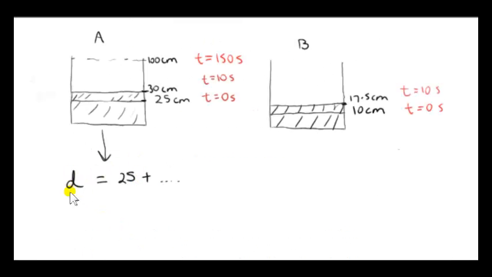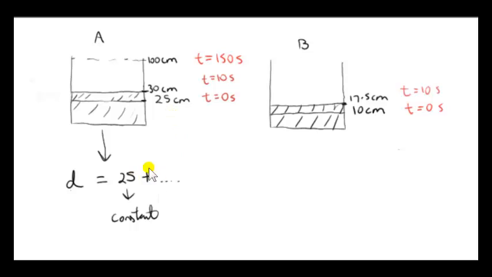So let's call the depth of water in tank A D, and the constant term is going to be 25. That's the term that doesn't involve time. Okay, D is obviously some function of time. We plug in the time, and we get the depth of water in tank A at that time. So we want the formula to be such that at t equals 0, the depth is 25.